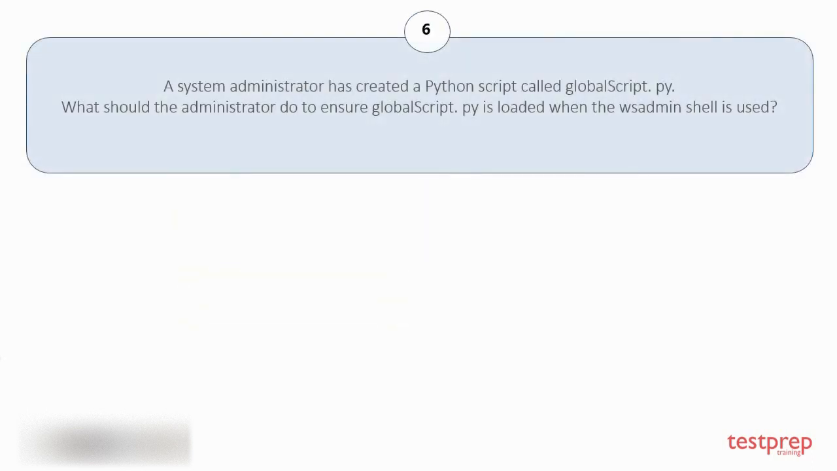Question number 6. A system administrator has created a Python script called global script Py. What should the administrator do to ensure global script Py is loaded when the vsadmin shell is used?